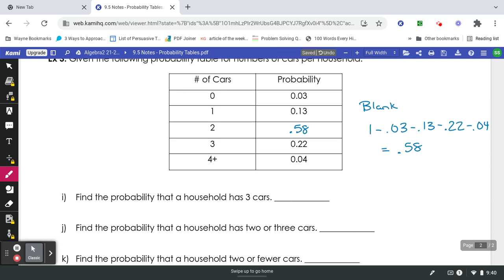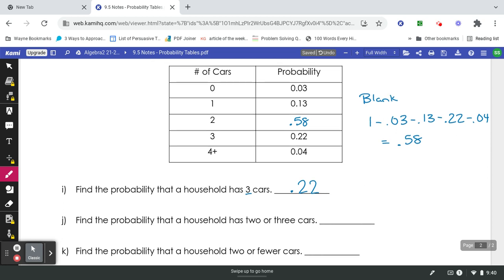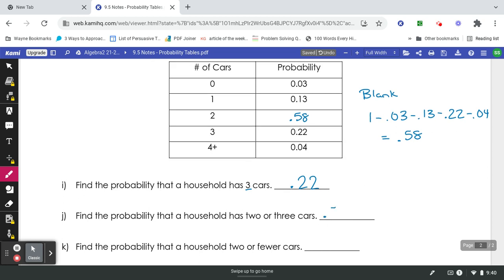All right. And then it asks us for the probability that a household has 3 cars. On the last problem, it asks us for the number in the blank, but this time it kind of switches it up. It just asks for the 3 cars. That would be 0.22. Find the probability that a household has 2 or 3 cars. Add up the 2 with the 3. Gets us 0.8.